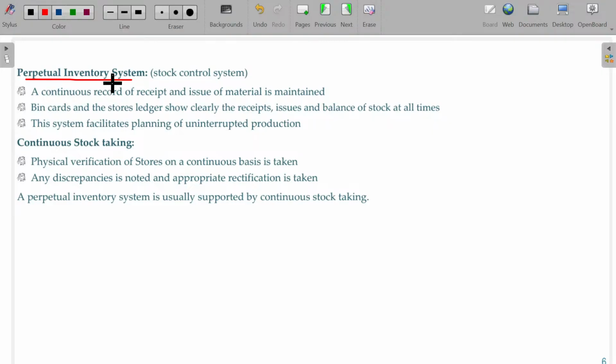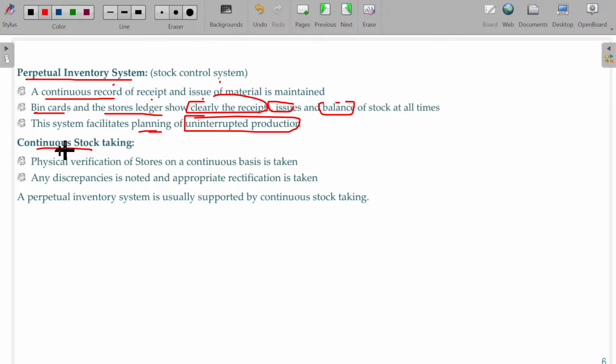So in case of the perpetual inventory system, stock control system, a continuous record of receipts and issues of material is maintained. Continuous. Okay. Bin cards and the store ledger show clearly the receipts, issues and balances, because once the goods come, the storekeeper also records and the accounts department also prepares the stores ledger account. So immediately it matches, both are the same. This system facilitates planning of uninterrupted production. He always cross verifies what stock is available in the godown and from his records. From his records also he can finalize what stock is available. So he can simply decide if there is a stock out, he can plan ahead.